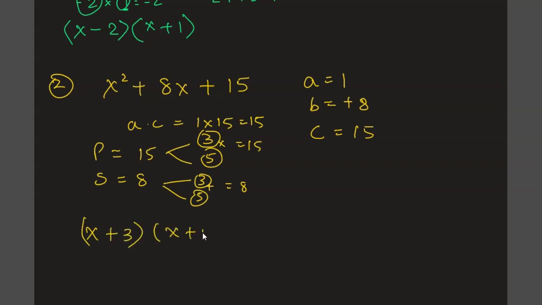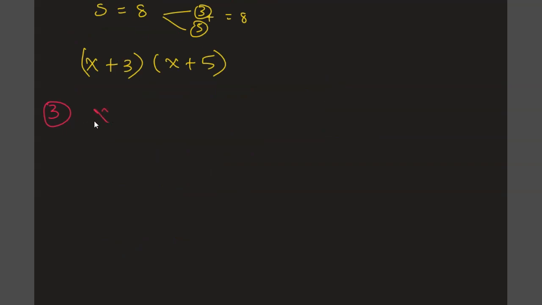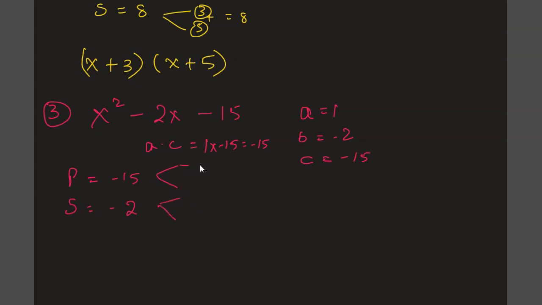Let's do another question, and that is x squared minus 2x minus 15. My a is 1, b is negative 2, and c is negative 15. So my first step is to find the product of AC, and that is 1 times negative 15. That gives us negative 15. So my product is negative 15, and the sum that I'm looking for is negative 2. I think of two numbers, and let's say my numbers are negative 3 and plus 5. When I multiply these two numbers, I get a negative 15. When I add these two numbers, I get a positive 2.